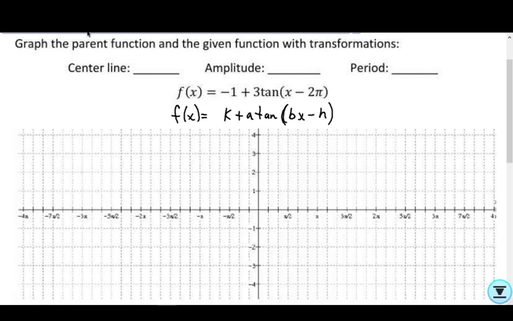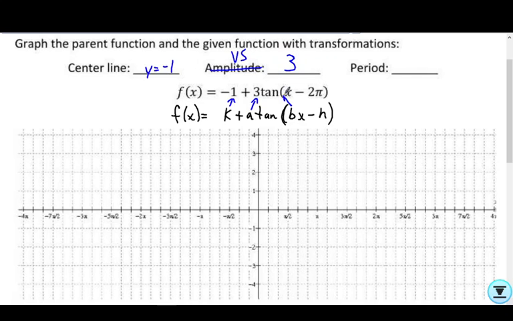Now, K is still my center line. So my center line is at y equals -1. Now, my amplitude. Tangent doesn't have an amplitude like sine and cosine does. This is going to be our vertical stretch. But well, you can think of it that way. Instead of amplitude, this is just a vertical stretch by 3.